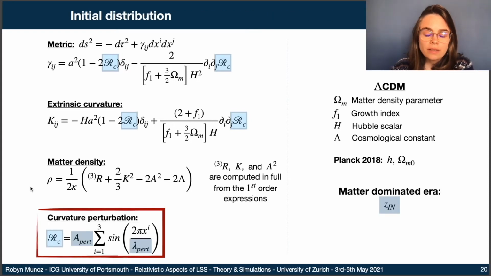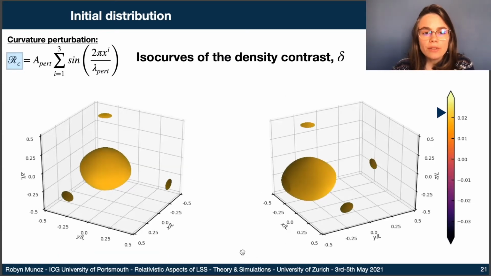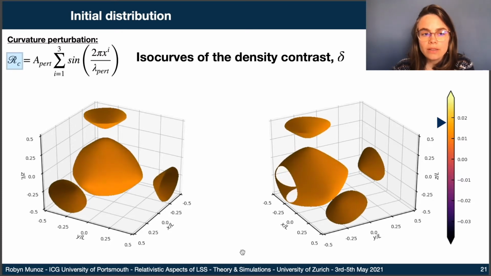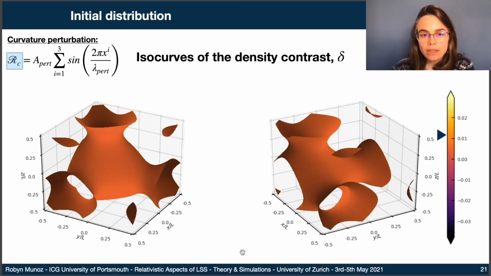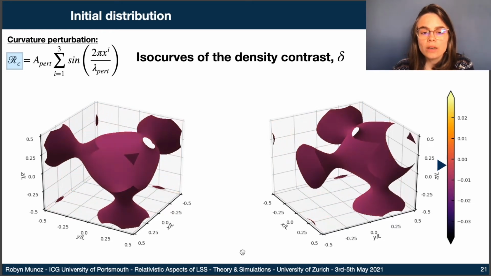R_C is defined as a three-dimensional sinusoidal, where we keep the amplitude and the wavelength of the perturbation as free parameters. The initial redshift also remains free, however we make sure to remain in the matter-dominated era. Let's see what this looks like. So we have one period in the box and we use periodic boundary conditions. This means that we have one overdensity and one underdensity.